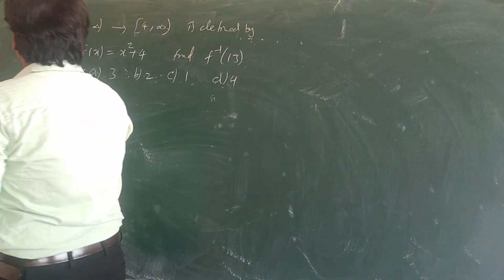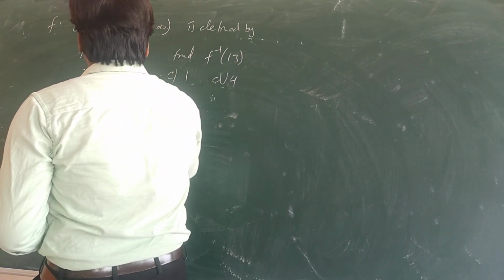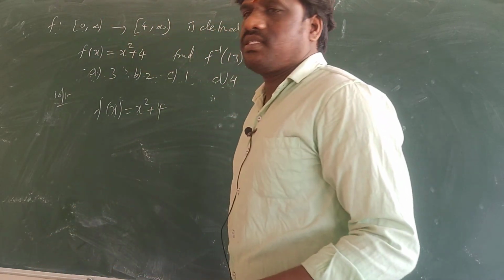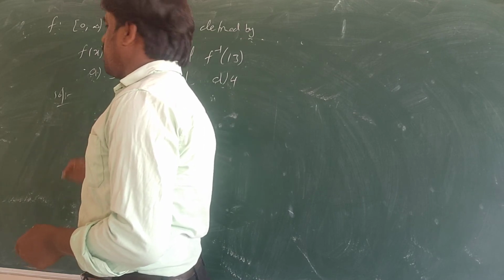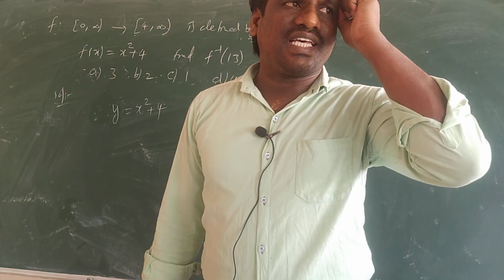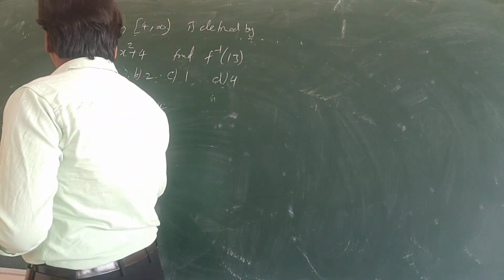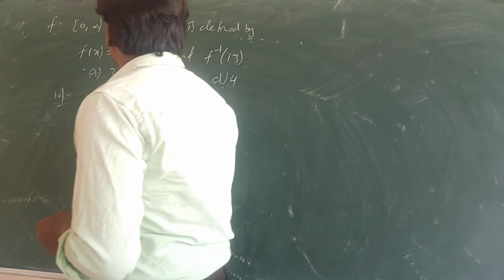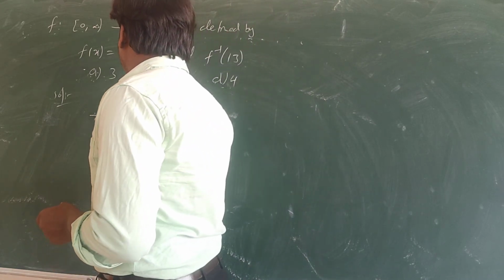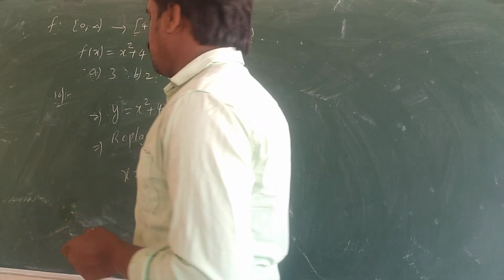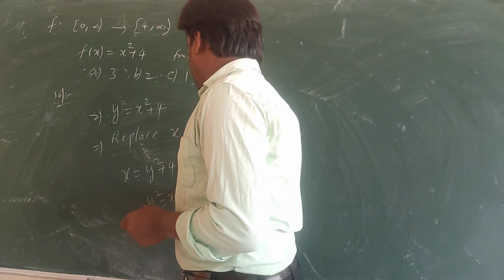See here, what we do here, we write f of x is equal to x square plus 4. Right, f of x is nothing but y. Now we have to replace x as y and y as x. What do I get here? x is equal to y square plus 4. So 4 goes to this side, so y square is equal to x minus 4.